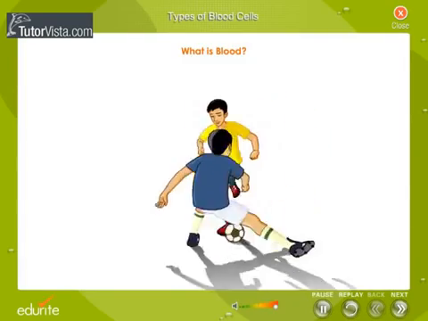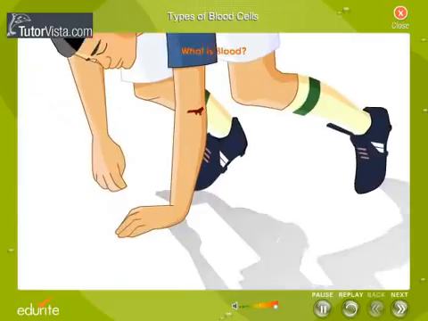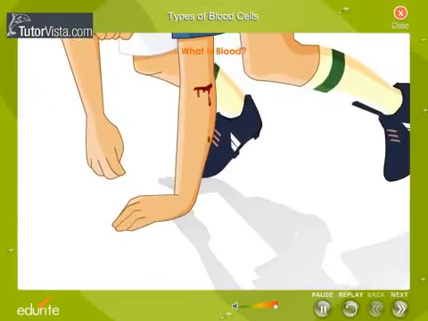Everybody is familiar with the sight of blood. Is it the red fluid that oozes out of our body when we have sustained a cut or a deep injury? What exactly is blood?